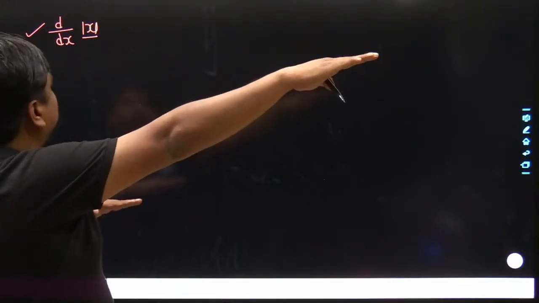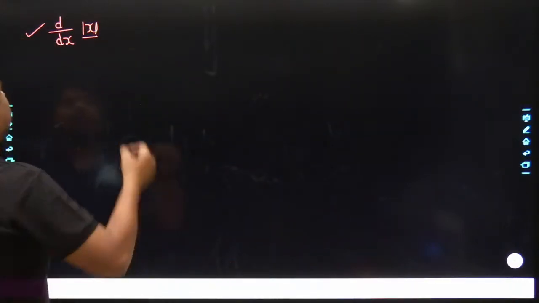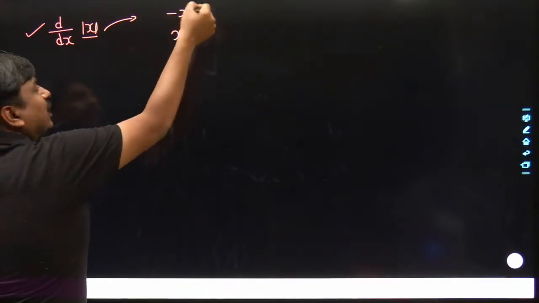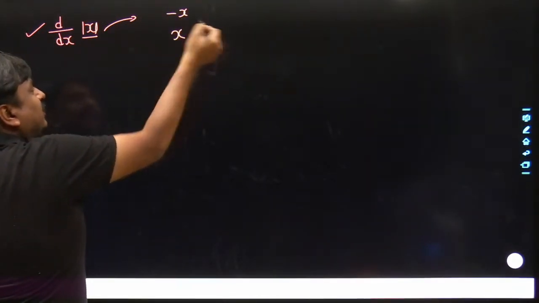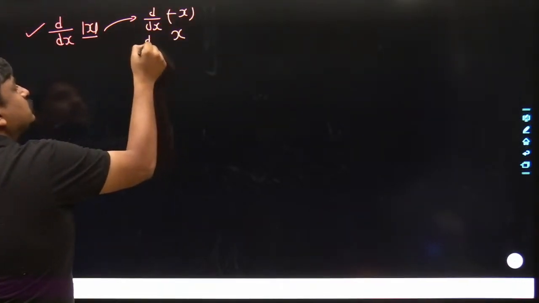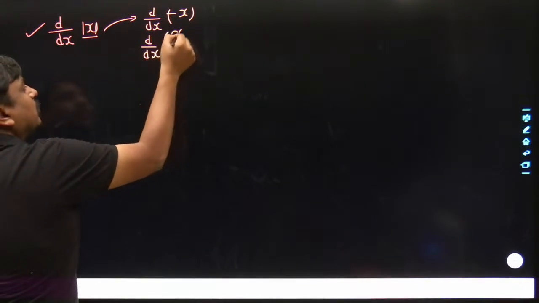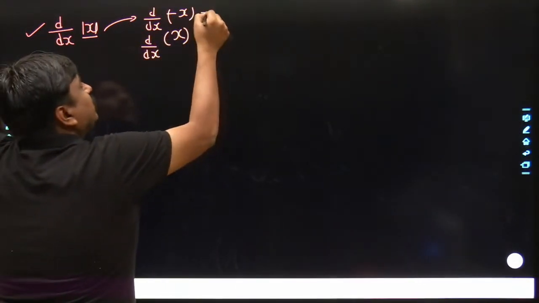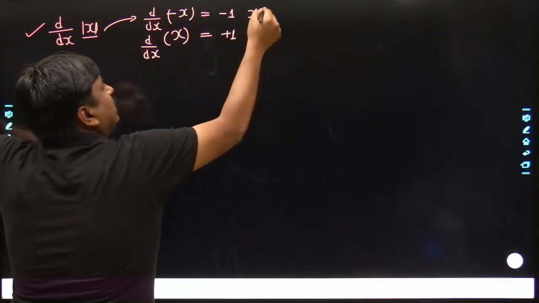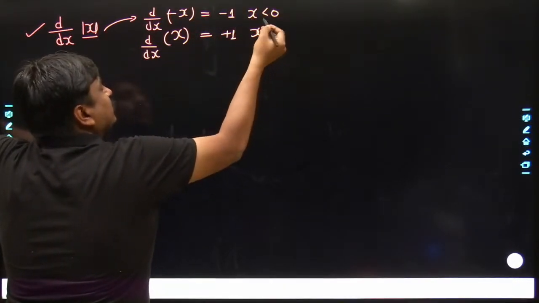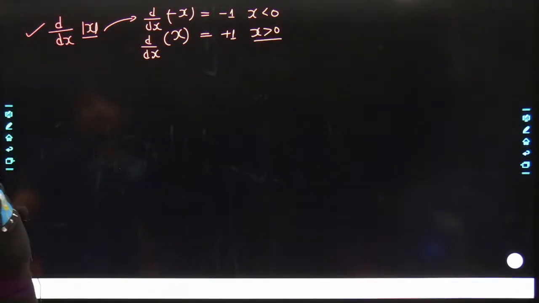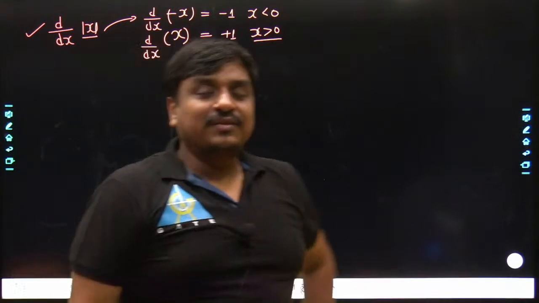Could you understand what I am saying? Should I repeat once again? Mod of x can be taken as minus x, plus x for x less than or equal to 0, x greater than or equal to 0. Separate differentiation has been made over here. So the result we are getting is precisely minus 1 and plus 1, where this was the value when x was less than 0, and this was the value when x was greater than 0, and obviously mod of x would not be differentiable at x equals 0.